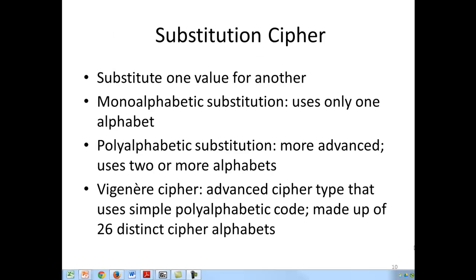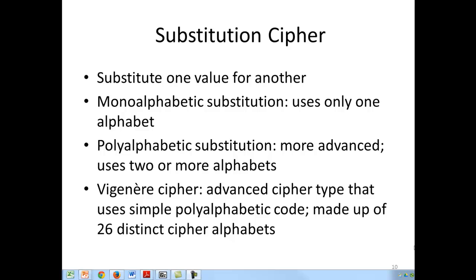So a substitution cipher, again, in encryption, the most commonly used algorithms include one or two functions, either substitution or transposition. In a substitution cipher, you're substituting one value for another. Pretty simple method by itself, but can be very powerful if we combine it with other operations. The simplest form of a substitution cipher is a monoalphabetic substitution. Since it only uses one alphabet, it's relatively easy.